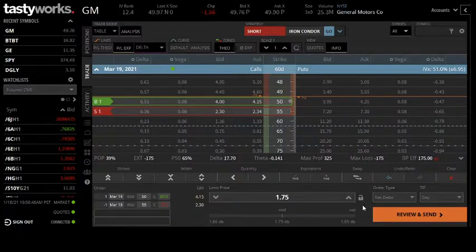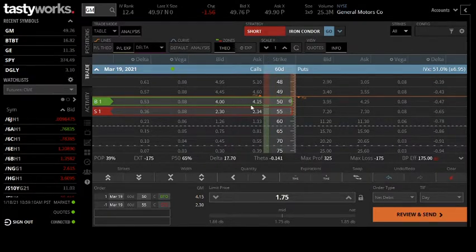Roku put credit spread, peep it. Are you looking for Roku to go down? Yes, so it'd be a call credit spread. Hold up, let me finish this GM one. So GM, if the market's good, I really want this GM one.